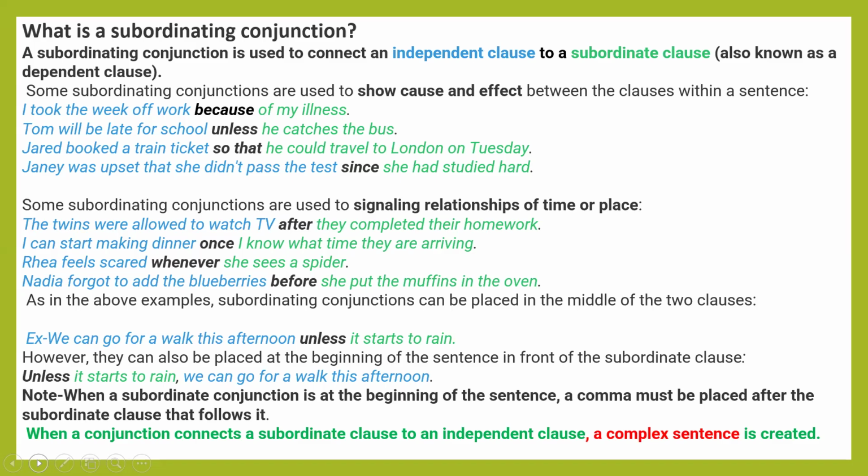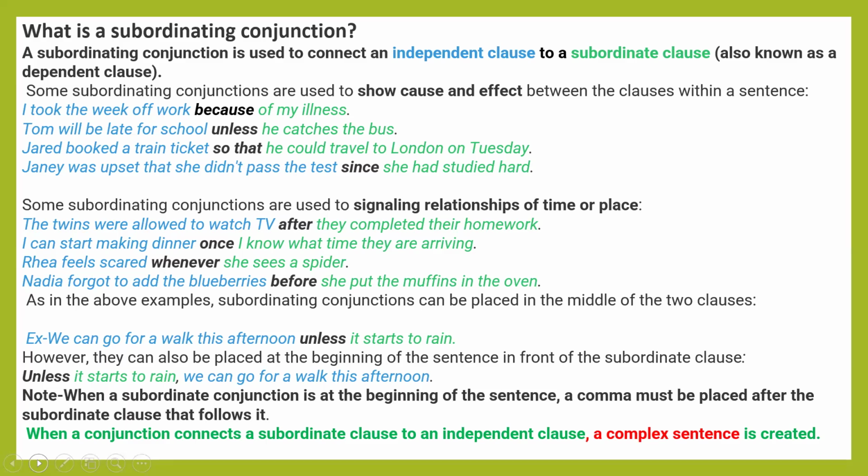Now, the next examples are used for signaling relationships of time or place. Four examples are again given. The twins were allowed to watch TV after they completed their homework. After they completed their homework is a subordinative clause, dependent clause, and here after is the subordinative conjunction. The twins were allowed to watch TV is a main clause, principal clause, independent clause because it can stand alone and give a complete sentence by itself.